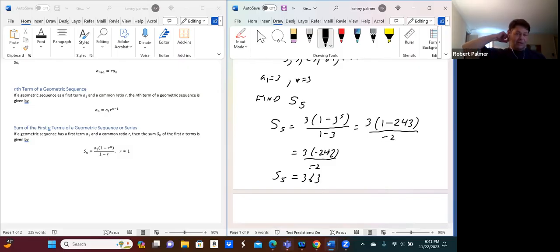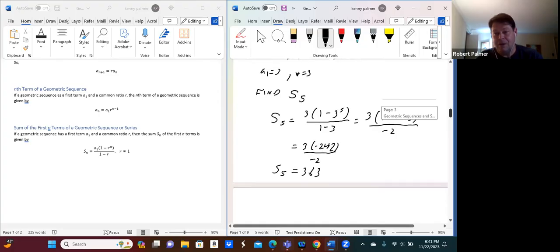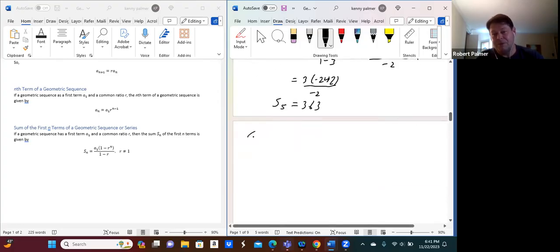Okay, so that's how we can find the sum of what's called a finite series, so basically a series that comes to an end. We can also have infinite series, which we'll talk about in a moment. This is a finite series, so one that actually does come to an end. Okay. Now let's take a look at some other examples.